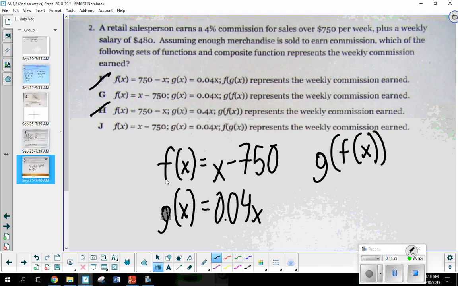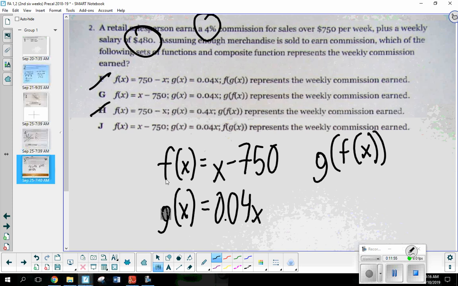I mean, what you're earning over the commission is the input for what you're getting commission out of. Yeah, he's saying that this 4% applies to the difference. It doesn't apply to this 750 at all. Now, where does this 480 work in? It's just irrelevant, just information. So, make sure you read the question completely.